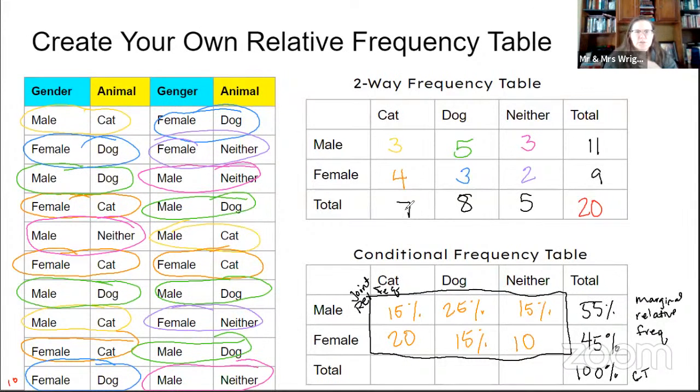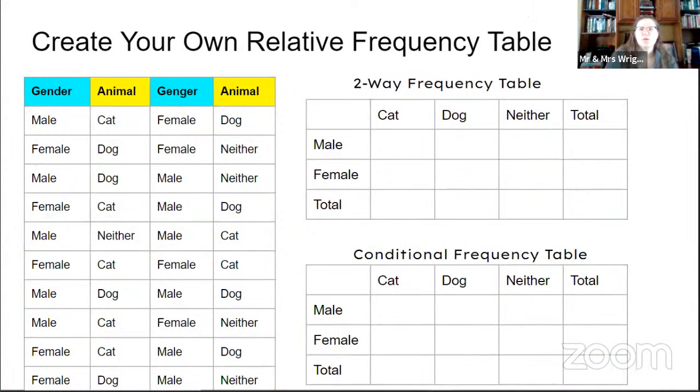Let's go ahead with this total. 7 divided by 20 is 35%. Let's add those up. 15 plus 20 is 35, so we're good there. Our second one, 8 divided by 20 is going to be 40%. And then 5 divided by 20 is going to be 25%. Now I'm going to add these across the bottom. 35 plus 40 plus 25 is 100%. So my conditional frequency table is complete and correct.